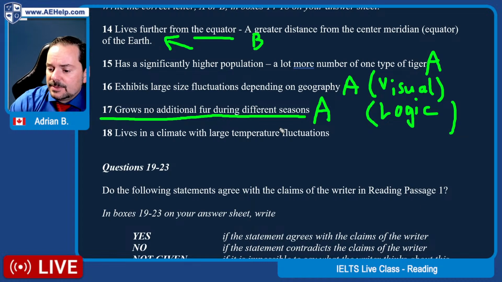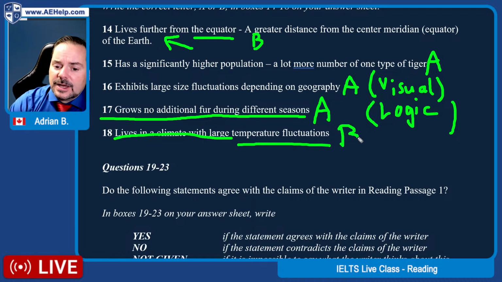Yeah, Lewis says the Bengals have no need for long fur. Basically, they're living in summer all year round. Close to, right? Lives in a climate with large temperature fluctuations. This one, that's almost a clear answer with that first one, right? So B, A, B. Okay.